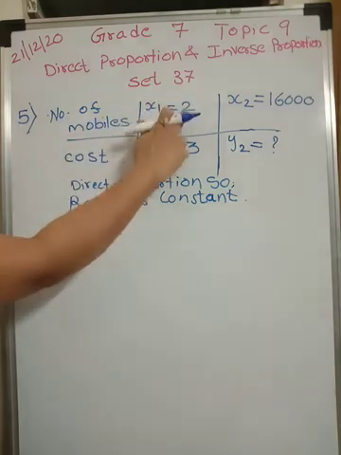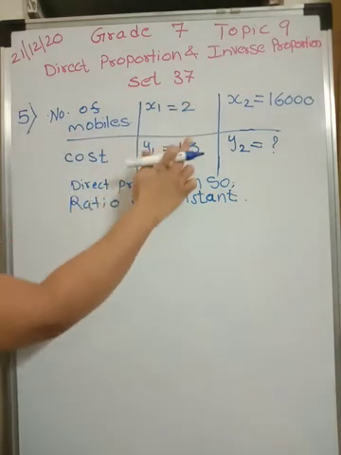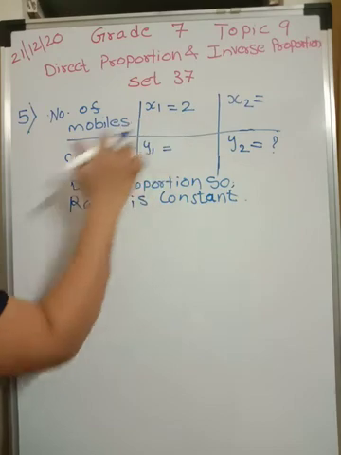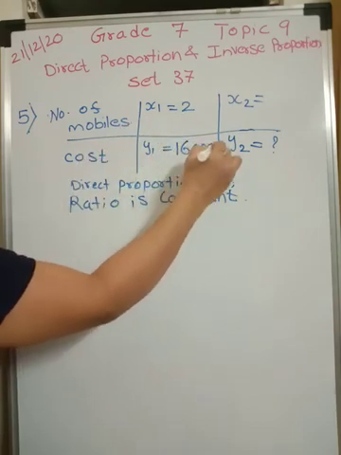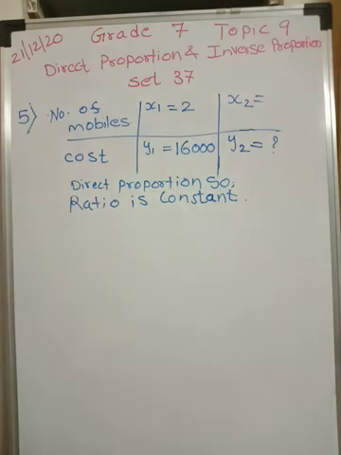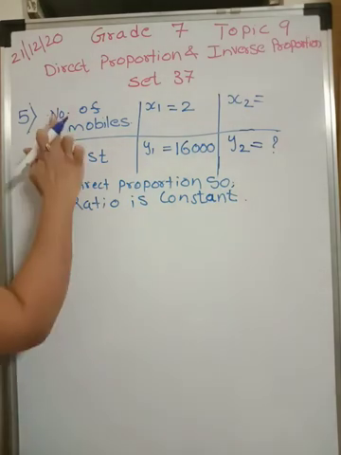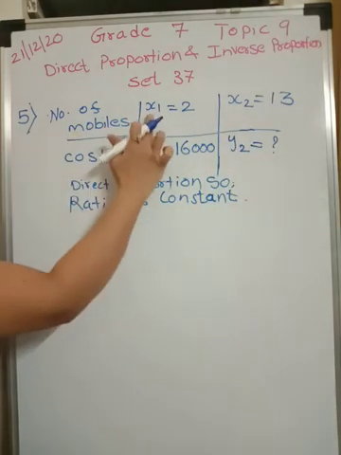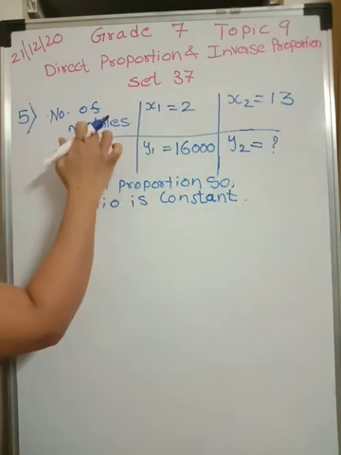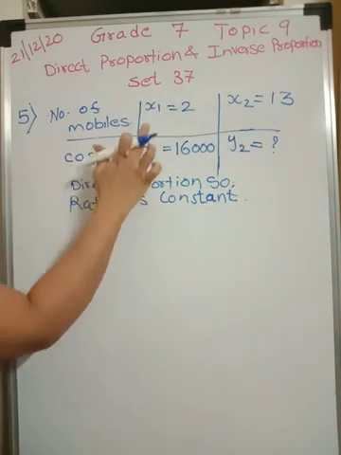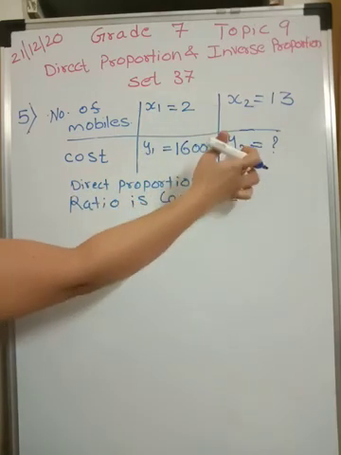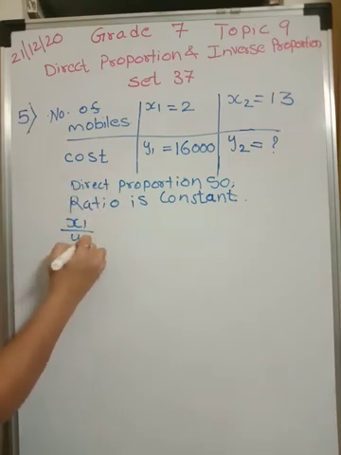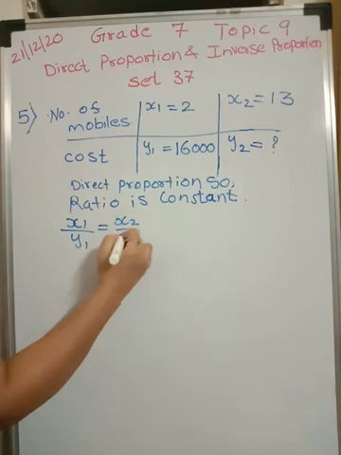Now number of mobiles is 2. What is the cost? Cost is 16,000. So 2 mobiles cost 16,000. Now next, how much will be required to buy 13 such mobiles? Number of mobiles, x2, is how much? 13. So what will be the cost? Mind well, number of mobiles is x1 and x2. x is indicating number of mobiles and cost is indicated by y. So for first it is y1, for 13 how much it will be, we have to calculate. Now important thing is ratio is constant. Ratio x1 upon y1 will be equal to x2 upon y2.